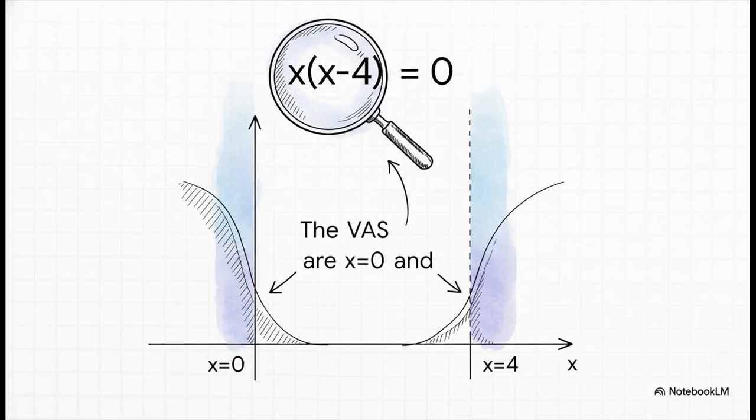Step 1, simplify. Can we? Let's see. Nope. Nothing cancels out here. So we get to jump straight to step 2. We take that denominator, x times x minus 4, and set it equal to 0. And what does that give us? Well, either x equals 0 or x equals 4. And there you have it. Just like that, we found our two invisible walls, the vertical lines at x equals 0 and x equals 4.